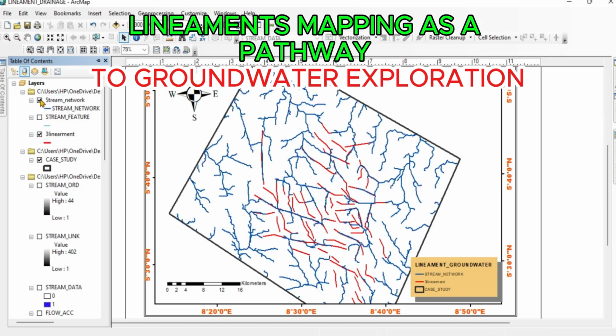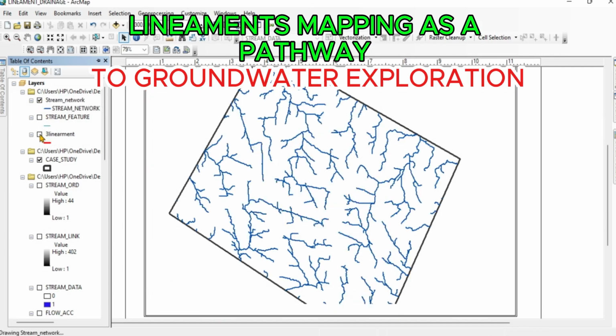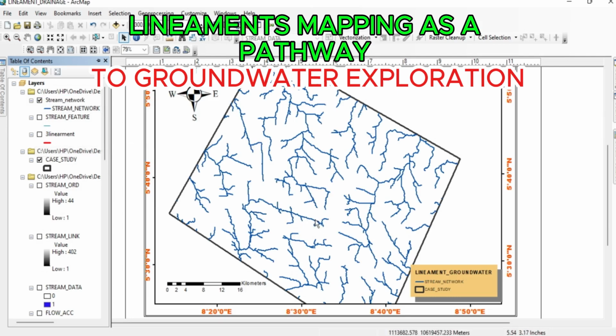We start to watch our part 1. It was lineament and lineament density map, and drainage network analysis.